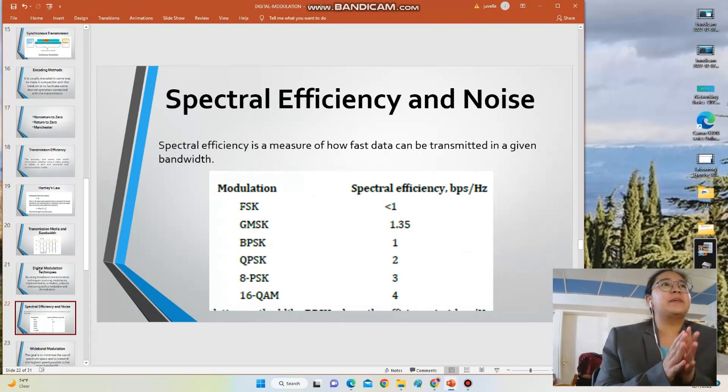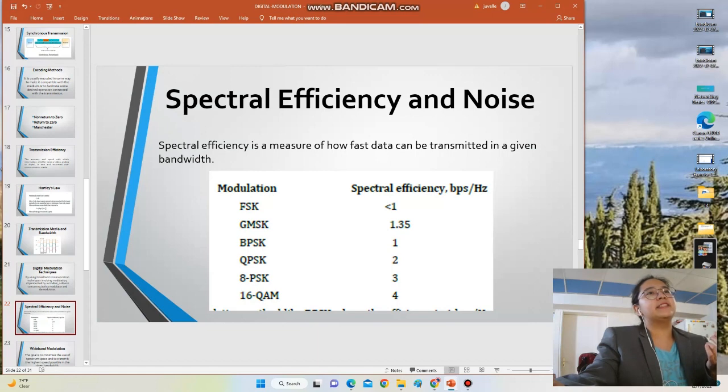Spectral efficiency is a measure of how fast data can be transmitted in a given bandwidth. So this is the modulation: FSK, GMSK, BPSK, QPSK, APSK, 16QAM. And this is the spectral efficiency, in bps per hertz.